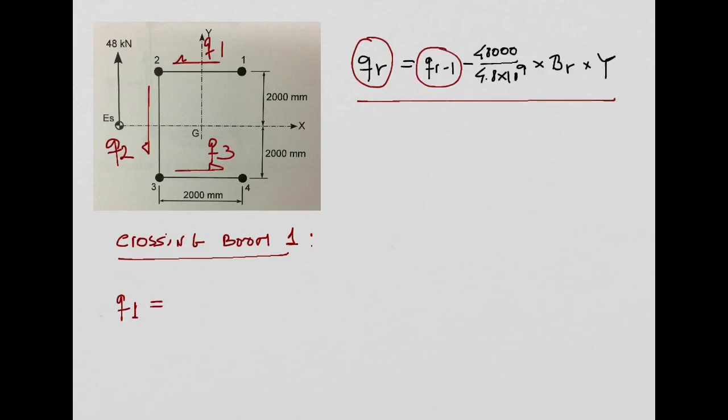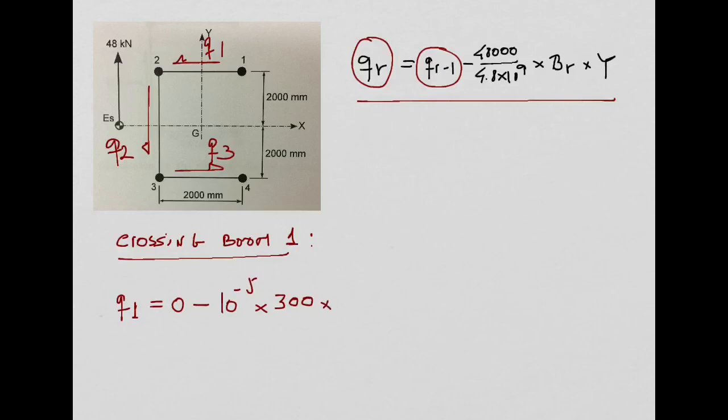QR minus 1 is the shear flow before crossing boom number 1, which is 0. Minus, now we have 4.8 times 10 power 4. So we will have minus 5. What do you think about this? Is this correct? Now I need to multiply this by the area of the boom that I am crossing, which is boom number 1, and the area is 300.